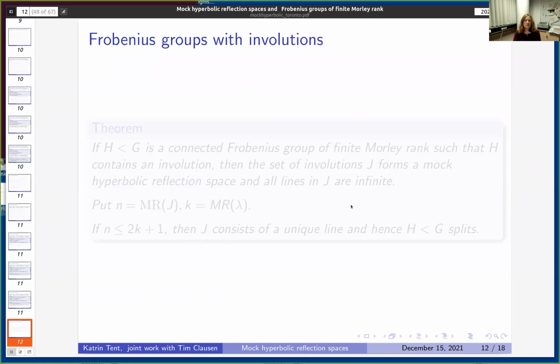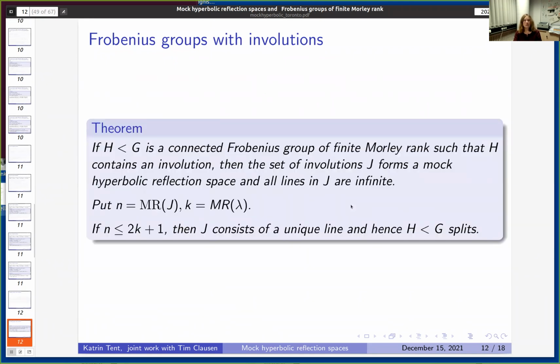So now we can phrase the statement about Frobenius groups with involutions. The point is that if you take a connected Frobenius group where H contains an involution, then actually the involutions form a mock hyperbolic reflection space, and all the lines in this space are actually infinite. And when we take k to be the Morley rank of a generic line, then we can conclude that if n is less or equal to 2k plus 1, exactly as in the setting of the Frécon theorem that we saw before, then the group splits. And unfortunately, we can't say anything in the case where n is larger than 2k plus 1.